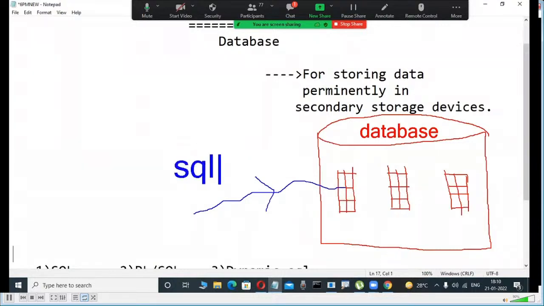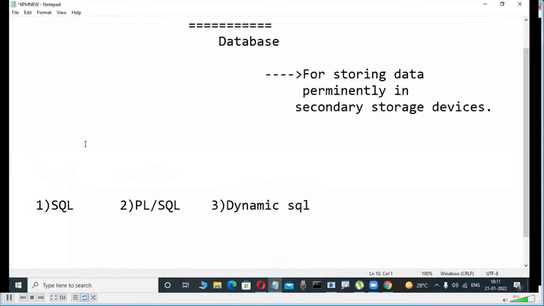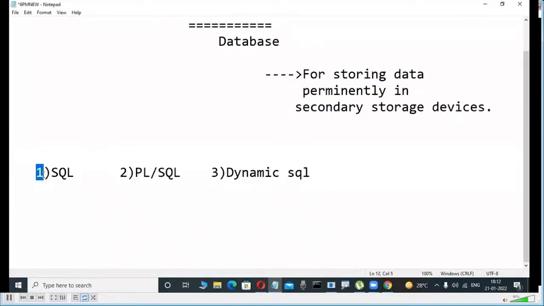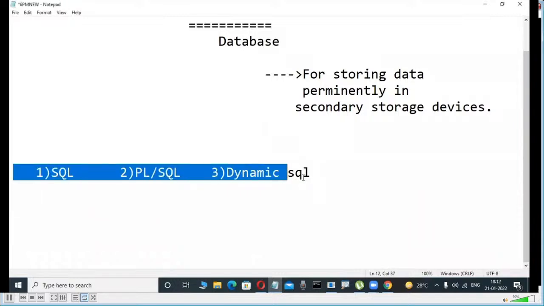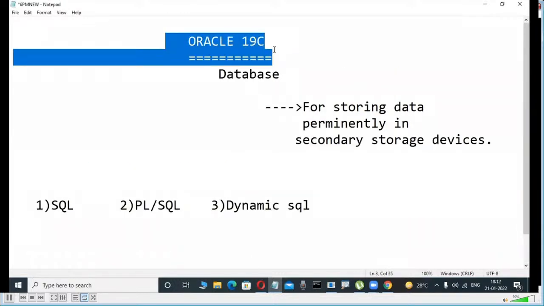Yesterday I told you only up to this point, just a small thing. If you want to operate this Oracle software, we use SQL, structured query language. Another language is PL/SQL, procedural language extension for SQL. Another language is dynamic SQL. Through these three languages, we operate this Oracle software in your companies.